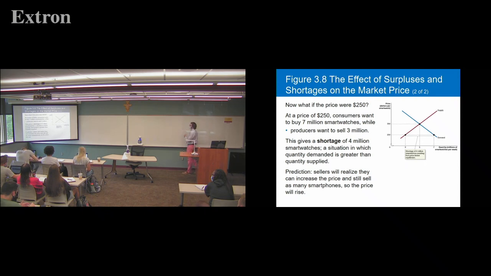And as they do that, fewer and fewer people are going to demand smartwatches. For them, it's not worth it at a price of $300 when it might have been at $250. That process is going to continue all the way up until they reach equilibrium. At that point, the firms have no more incentive to cut their prices or to increase their prices anymore, to increase production. If they did, they'd end up with a surplus of goods. And again, we do the same thing that happened on the previous slide.